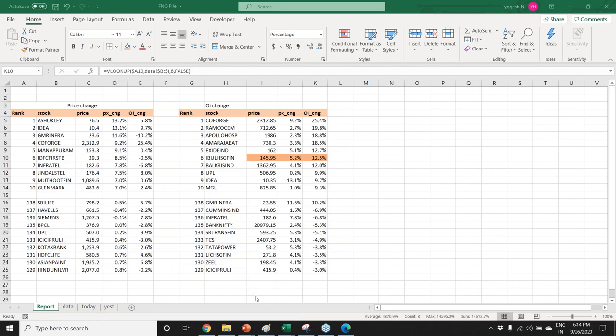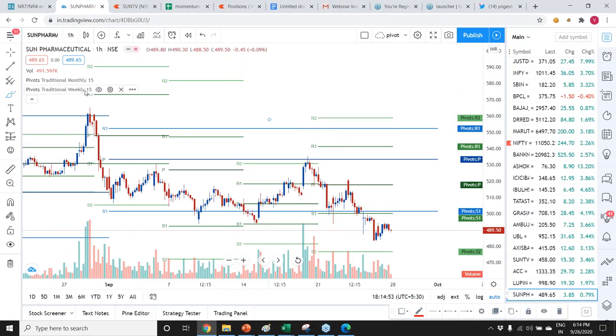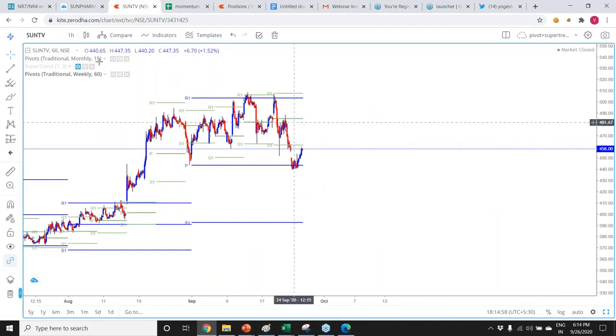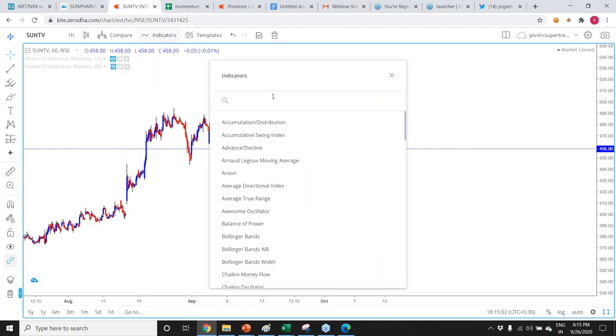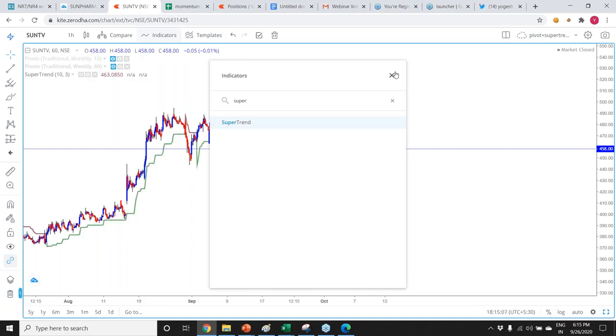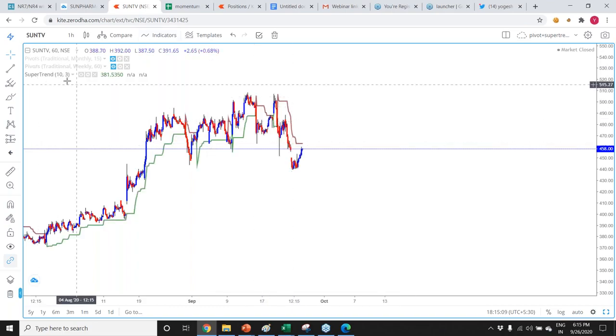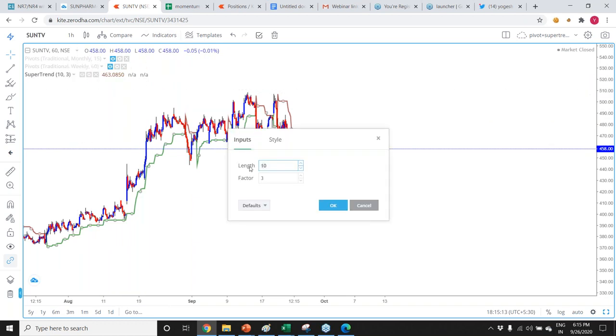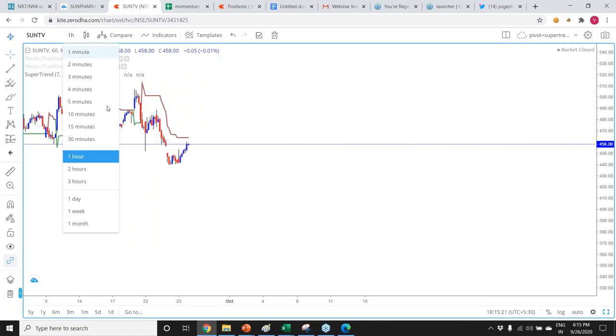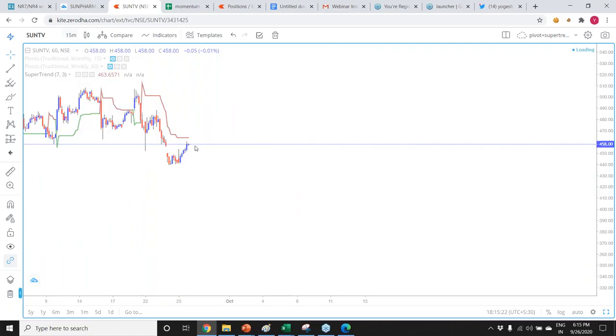Can you show how to add Supertrend? I'll show how to add Supertrend. See, on this one, we have to see on Zerodha only, because go to indicators, Supertrend. Okay, now this is plotted. Now change this setting, go to the settings part, make length as 7 and factor as 3, click OK, and 15.